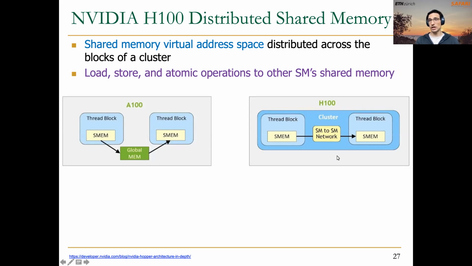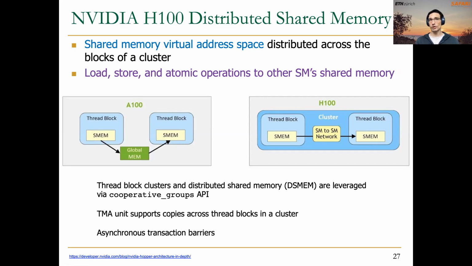In the H100 architecture, thanks to this SM to SM network, or GPU core to GPU core network, it's possible to move data directly from the shared memory of a thread block to the shared memory of another thread block. These thread block clusters and the distributed shared memory are leveraged by using the cooperative groups API. I haven't found any details yet about how this is done, but if you want to learn about cooperative groups, you can take a look at the CUDA programming guide, because this API was already defined for previous architecture generations. I think it started in the V100 architecture.